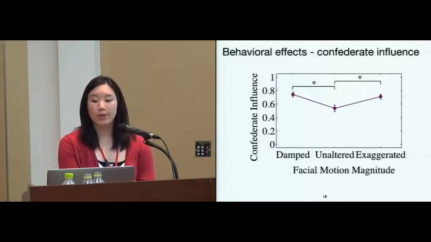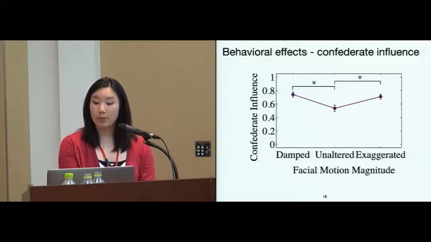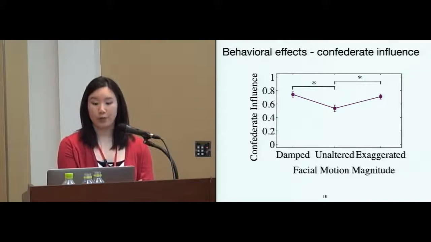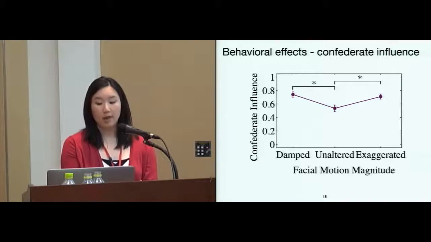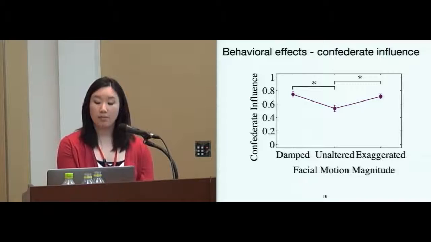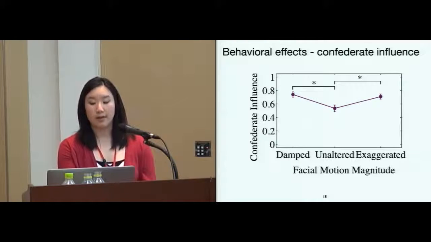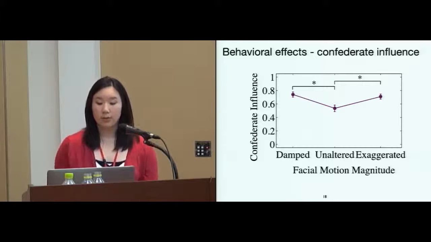From prior research, we expected that the higher an avatar's extroversion and dominance, the more persuasive it would be. The exaggerated avatar was more persuasive than the unaltered avatar, but the damped avatar was also more persuasive than the unaltered avatar. This suggests that the damped and exaggerated motion captured participants' attention, making the Confederate more influential. The more attention that participants paid to the avatar, the less attention they spent thinking about their rankings. So we did not find a significant interaction between participants' personality and avatar facial motion magnitude.